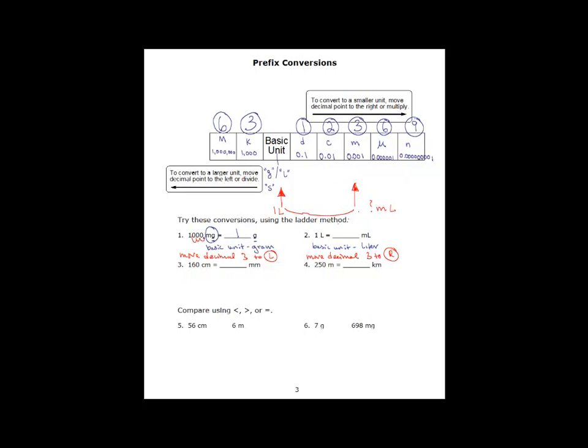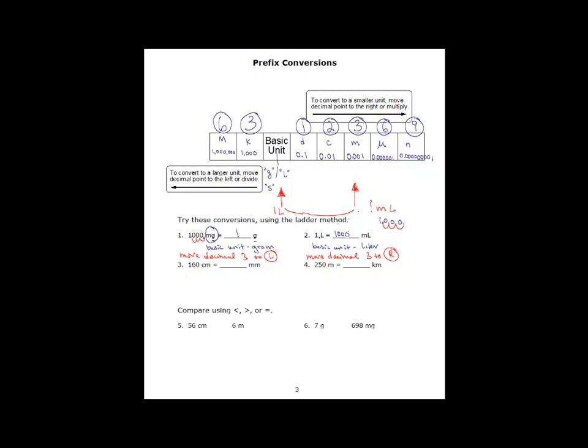All right. So the decimal, not explicitly written, but it's right there. So I'm going to rewrite this over here so you can see. Okay, I need to move that decimal 3 to the right, so I'm going to go 1, 2, 3. And I'm going to fill in those holes with zeros. So 1 liter is 1,000 milliliters.